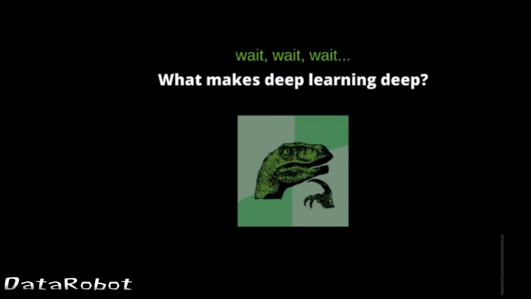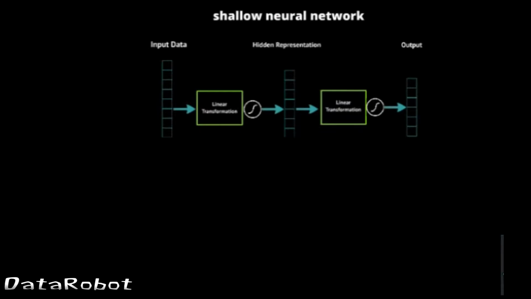So let's pause. What is this doing to deep learning? What's the difference between regular neural networks and deep learning? And this is the answer according to what we're going to do. This is a shallow neural network. This is a deep one.